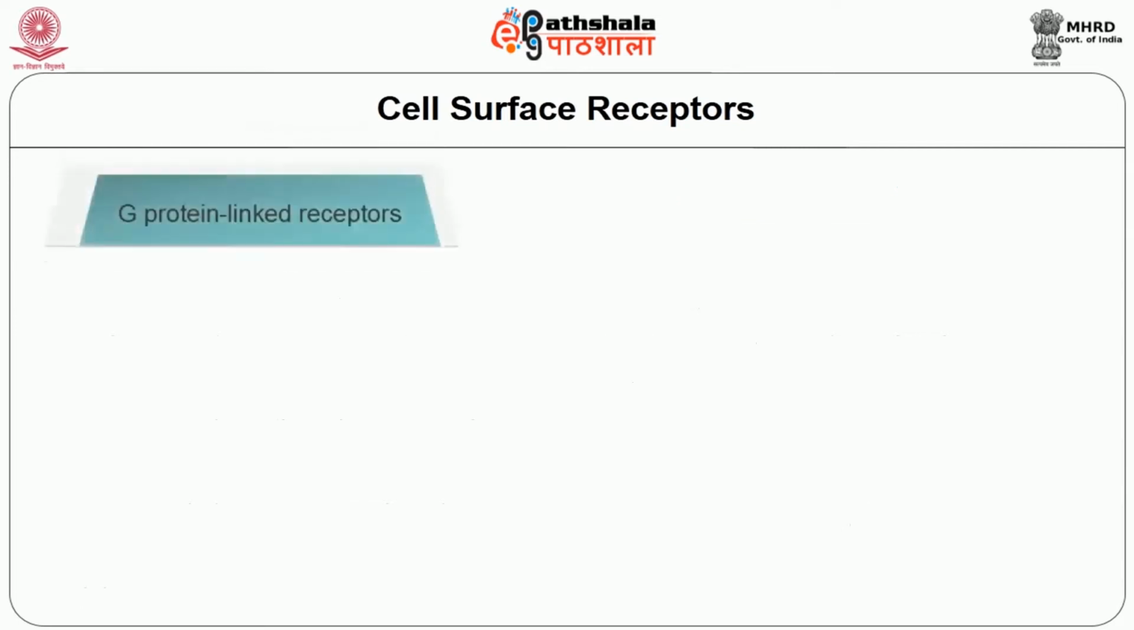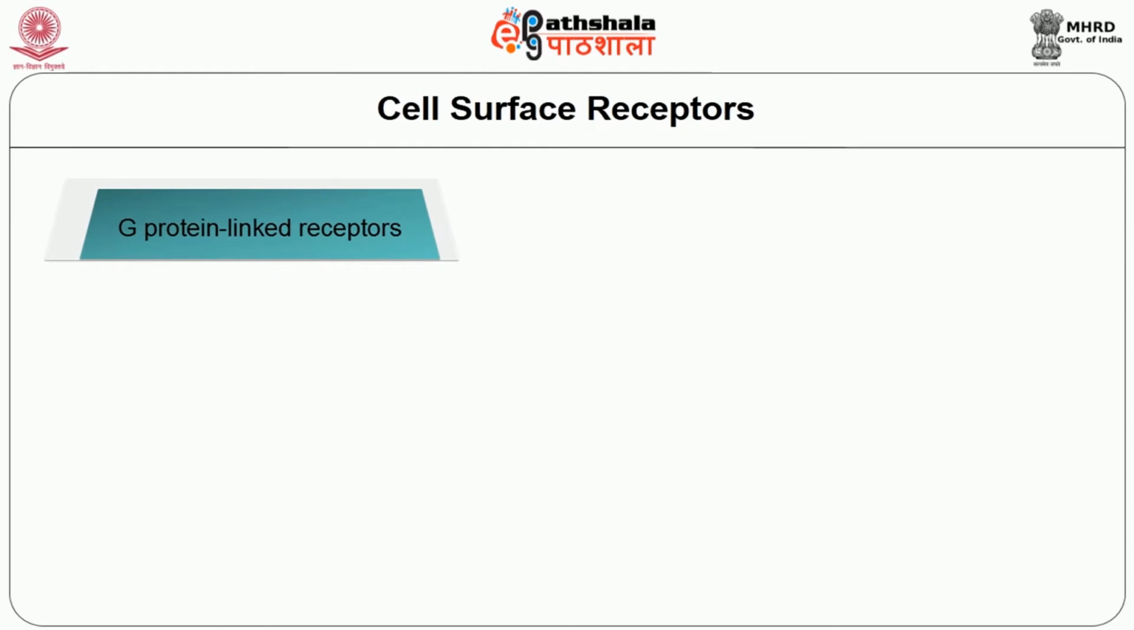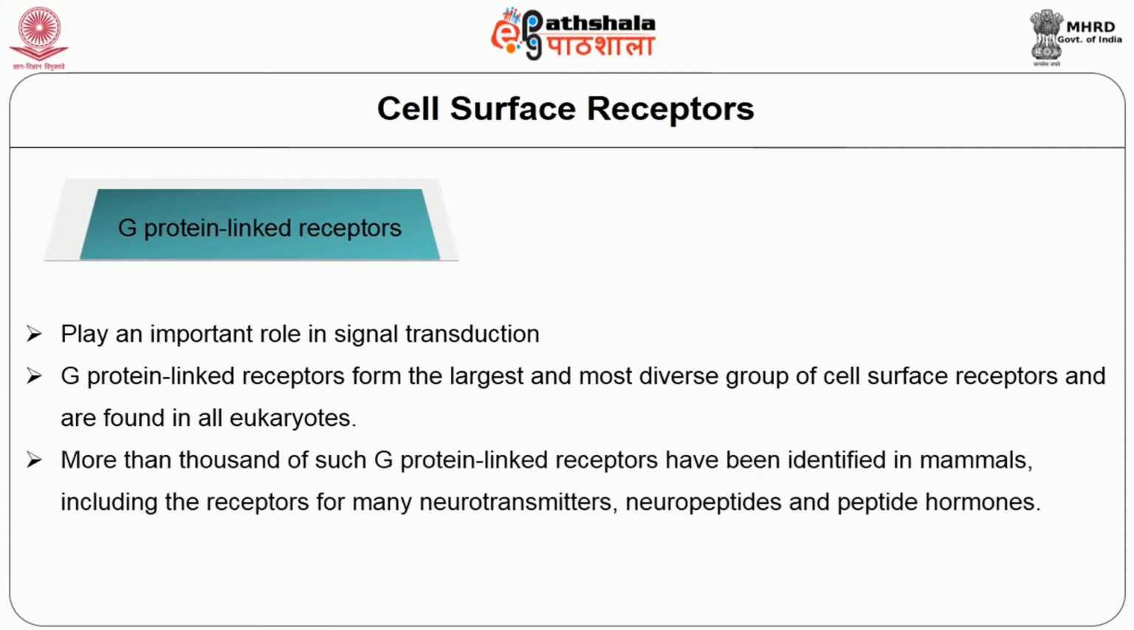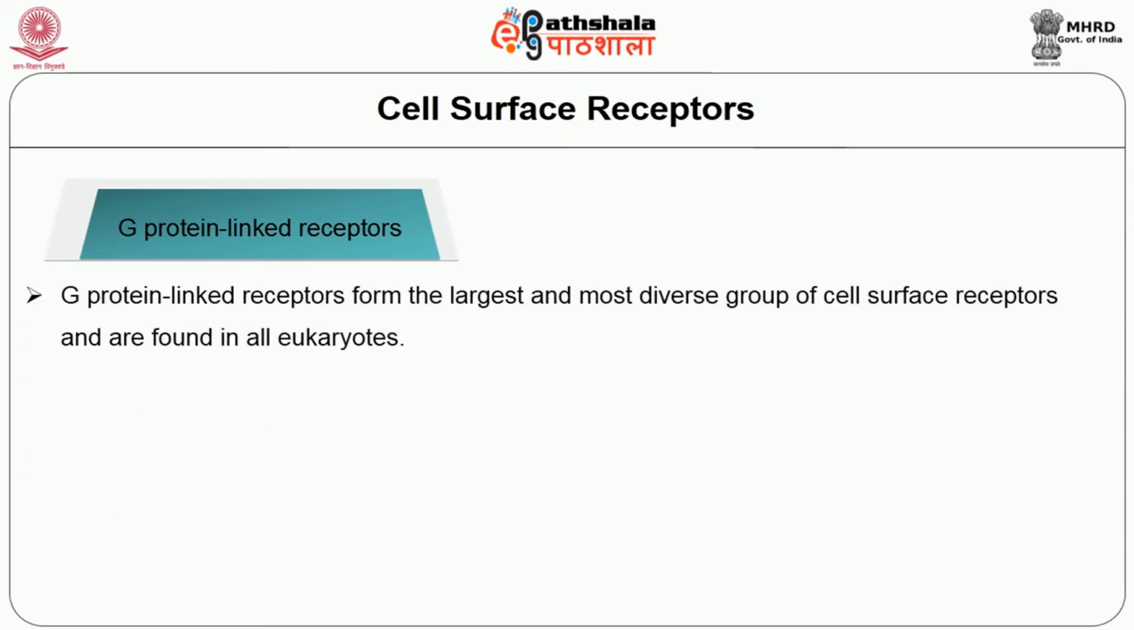The next one we are going to see is the G protein linked receptors, which play an important role in signal transduction. G protein linked receptors form the largest and the most diverse group of cell surface receptors and are found in all eukaryotes. More than a thousand such G protein linked receptors have been identified in mammals, including the receptors for many neurotransmitters, neuropeptides and peptide hormones. They are structurally and functionally related proteins characterized by seven-pass transmembrane proteins, which is shown in the figure.